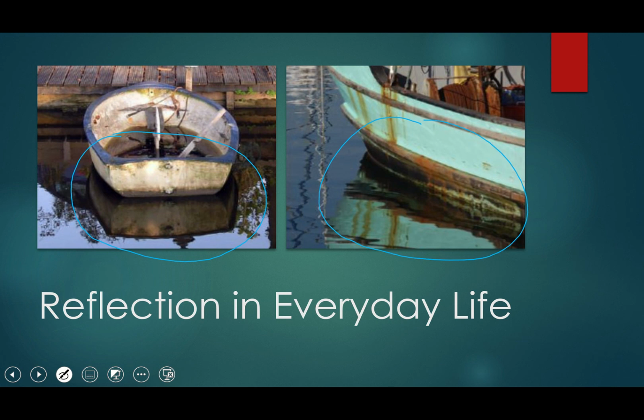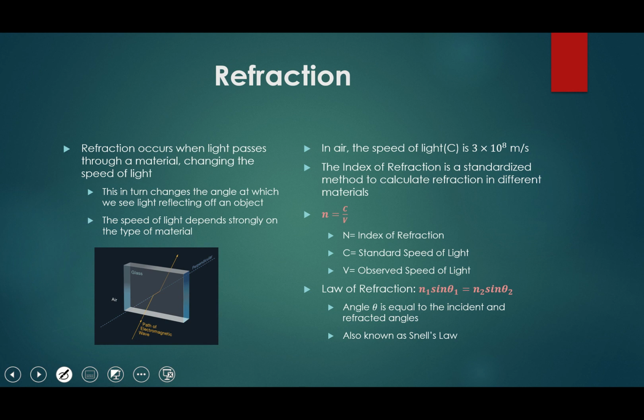In rough water, we see an example of diffuse reflection. In this example, we can still see the outline of the boat, but it's a little more spread out and less clear because of the diffuse reflection. So those are some good things to remember. We're going to go ahead and continue into refraction.